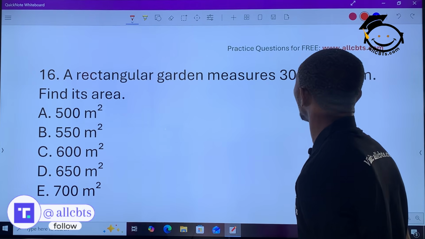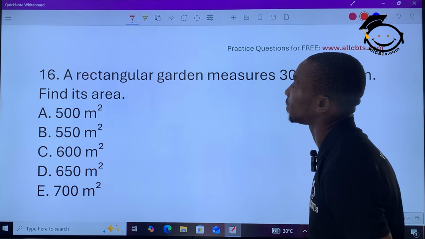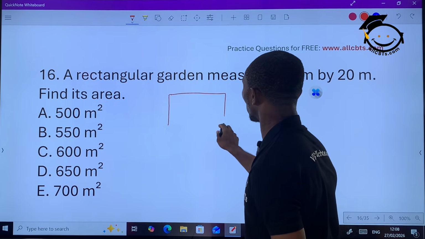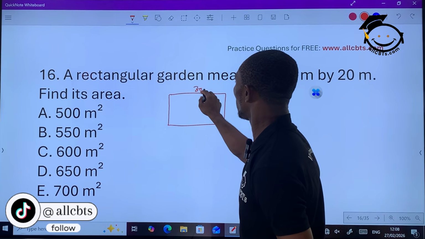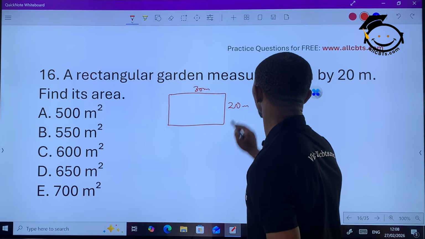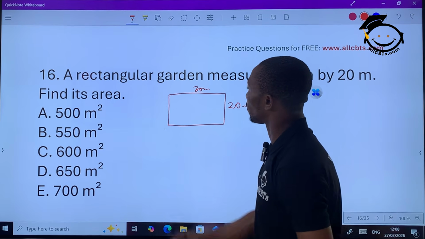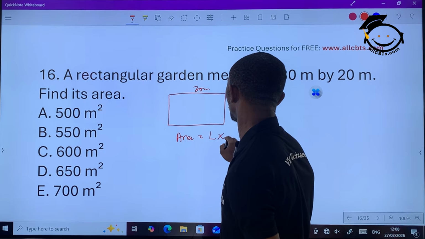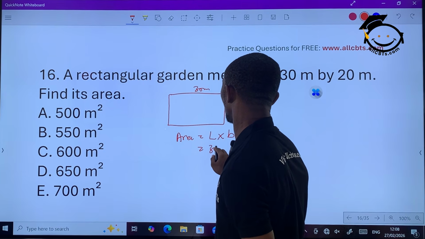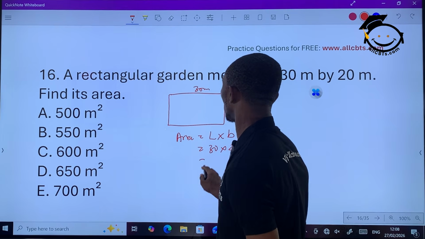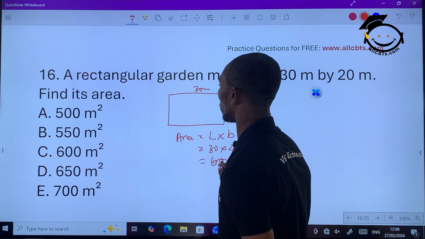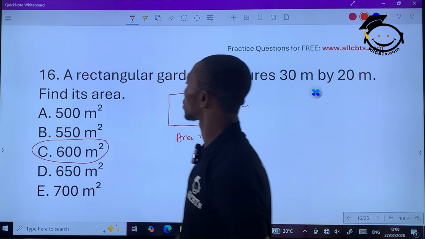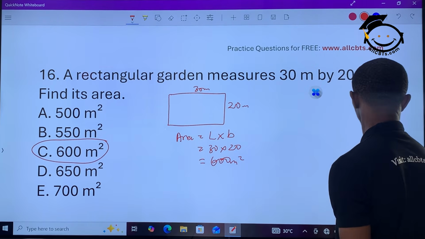A rectangular garden measures 30 meters by 20 meters. Find its area. So if we have this as a rectangular garden, this is 30 meters by 20 meters. Now, area of a rectangle is length times breadth. This gives us 30 times 20, which gives us 600 meters squared. So our area would be 600 meters squared.